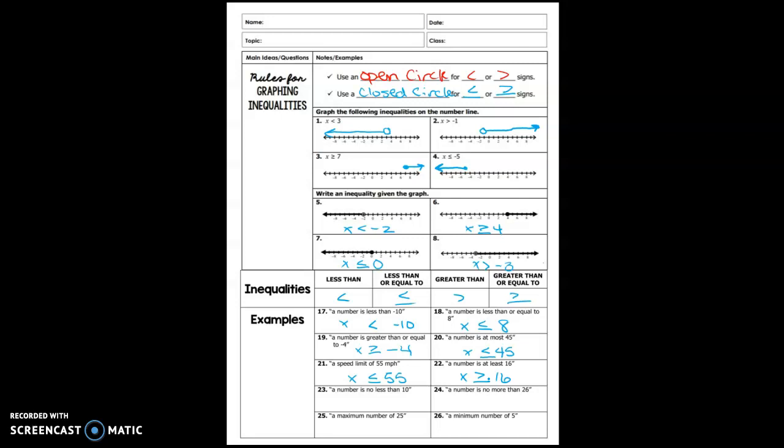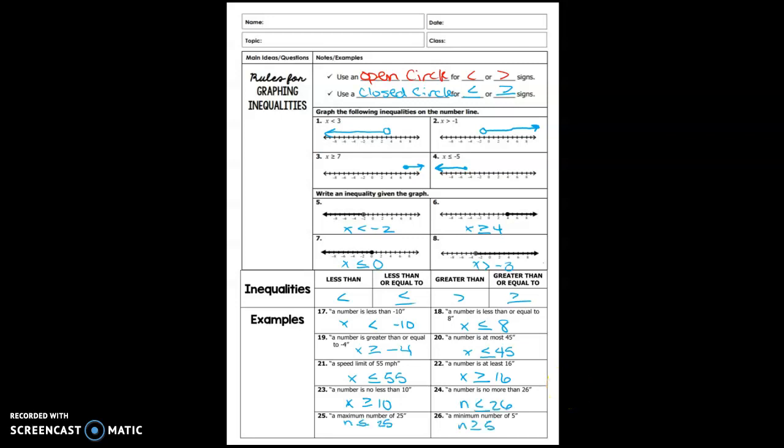Then 23, a number is no less than 10, aka it's not less than 10. So it would have to be x is greater than or equal to 10, because it doesn't say it can't be 10. It just says it can't be less than 10. For 24, 25, and 26, go ahead and see if you can try those on your own, and I will put the answers up so you can double check.